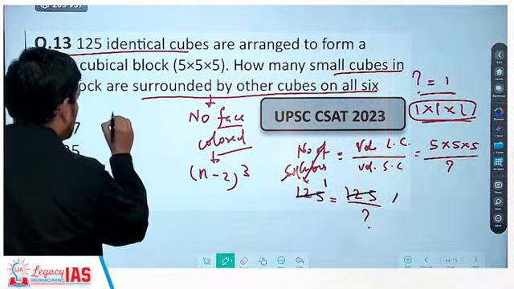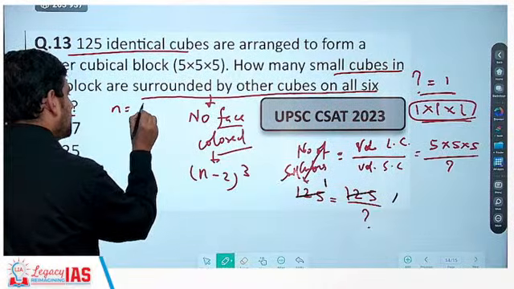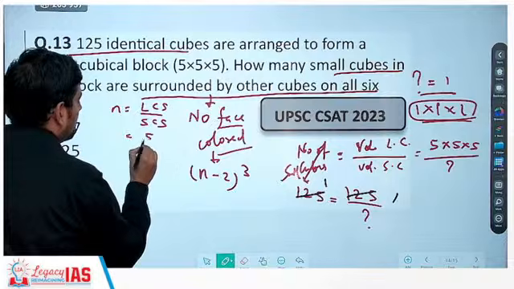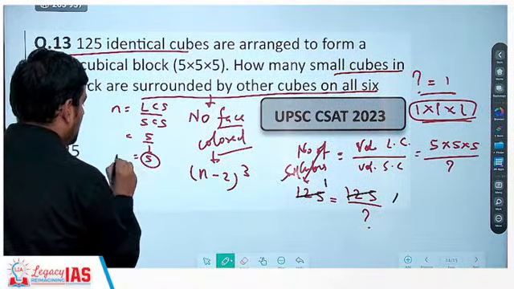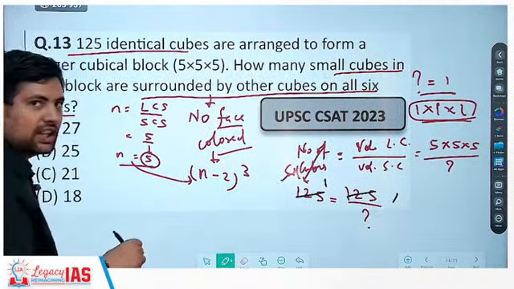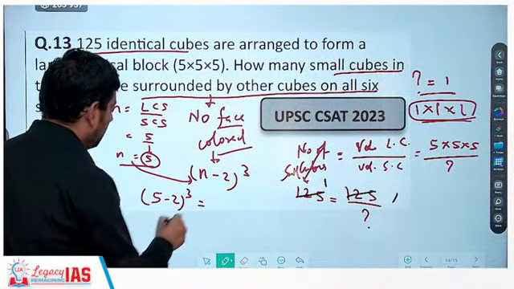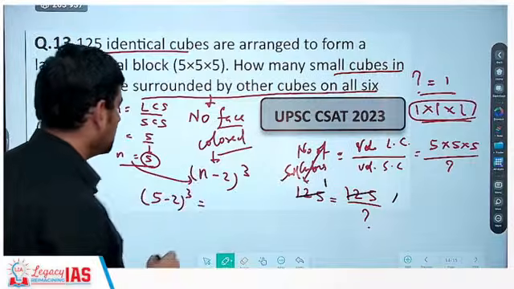So now n becomes equals to what? N is larger cube side upon smaller cube side. So that means this is 5 by 1. N is equals to 5. You put 5 here. It becomes 5 minus 2 whole cube. 5 minus 2 is 3. 3 cube is 27.